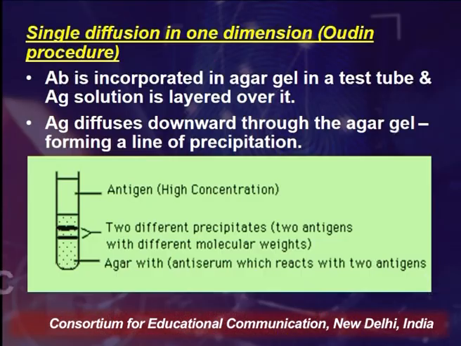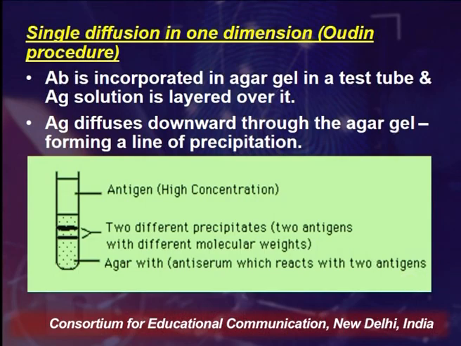The immunodiffusion technique can be divided into single diffusion in one dimension, single diffusion in two dimensions, double diffusion in one dimension, and double diffusion in two dimensions, and also immunoelectrophoresis, where we have to apply electricity for the reaction to happen.